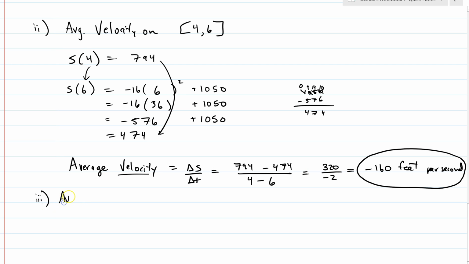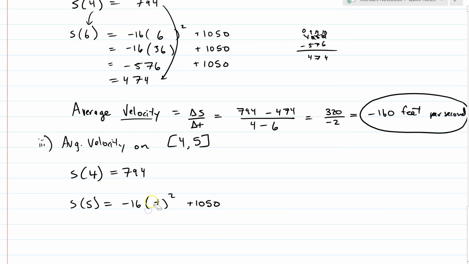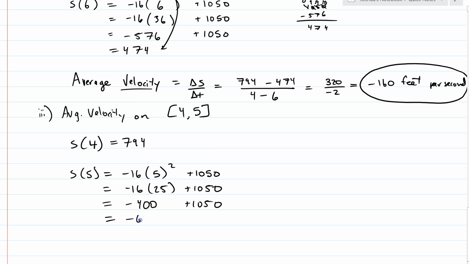Alright, on to part 3, and that is the average velocity on 4, 5. So again, we already found s of 4 in part 1. Now we need to find the position of the penny after 5 seconds. So we plug in 5 to the position function. I'm going to replace t in the position function with 5. And then we have negative 16 times 25. 5 squared is 25. And this is negative 400, plus 1050. And I add those together, and I think I can do that one in my head, that's positive 650.